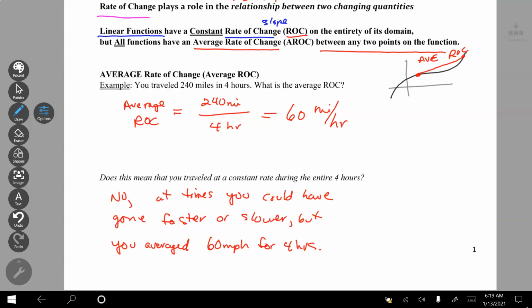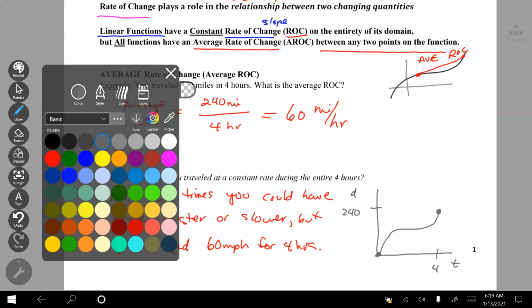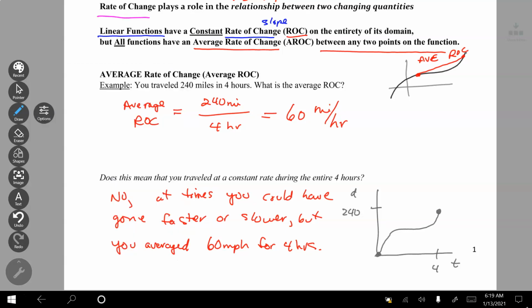Again, a graph of this. If this is time and this is your distance, and after 4 hours you're at 240 miles, your graph could have been something like this. That could have been how your speed or velocity was changing, but this is your average rate of change that was equal to 60 miles per hour.